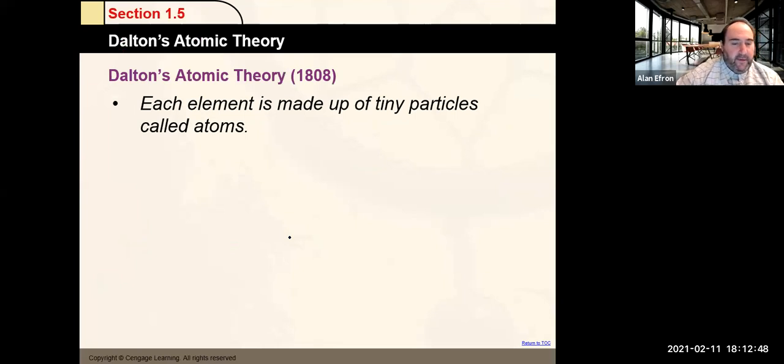First part of it was that each element is made up of tiny particles called atoms. They're indestructible, if you will. And as we will later see, maybe that's not so true. They're not necessarily indestructible. There are things like nuclear reactions, which actually can change an element from one element to the next. So that's one part that's not 100% correct.